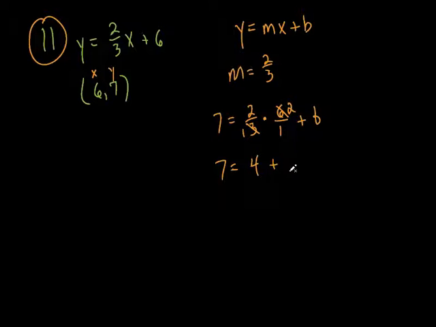And I don't need to put it over 1 now, though, do I? Since it's a whole number. So 7 equals 4 plus b. The math, subtract 4 from both sides. What's b? B is 3.